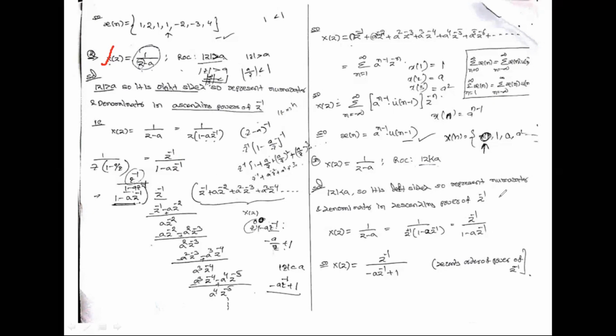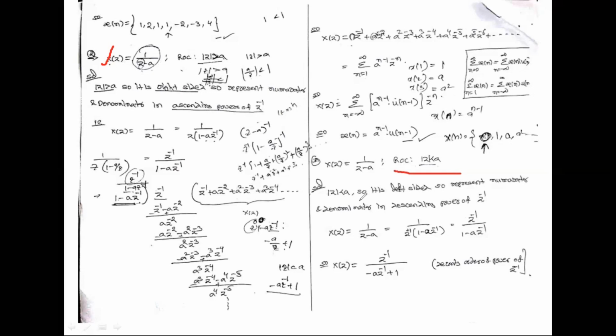Ascending order of the powers of z power minus 1: z power minus 1, minus 2, minus 3, minus 4, and so on. Okay. Similarly, if the ROC is less than a, for the same function, what do you have to do?